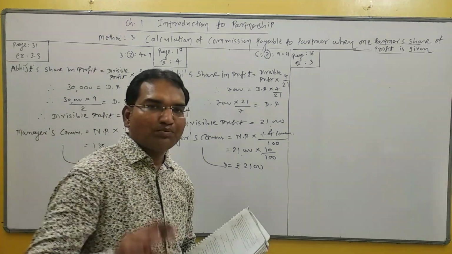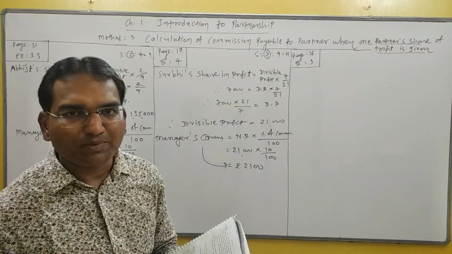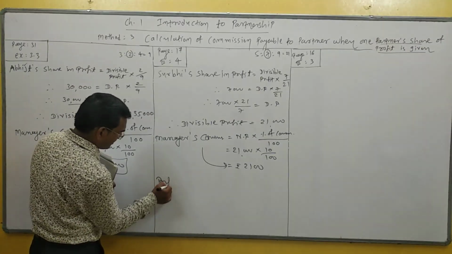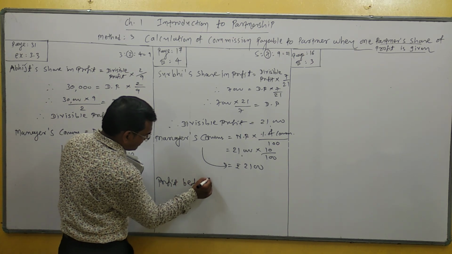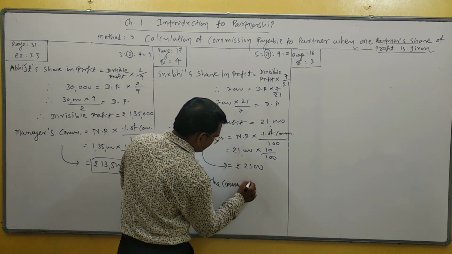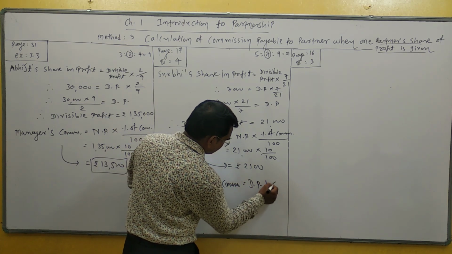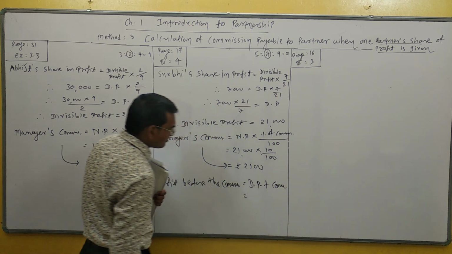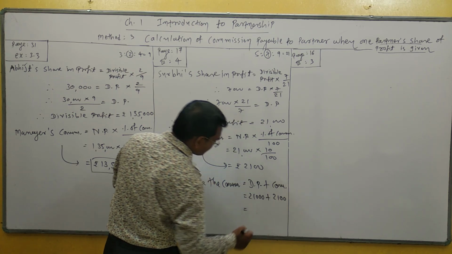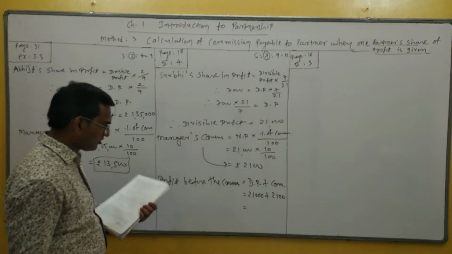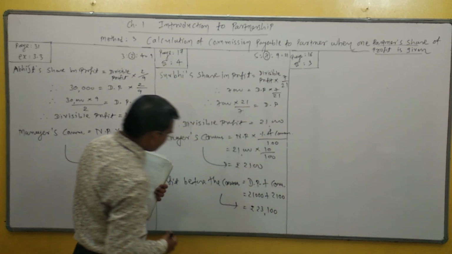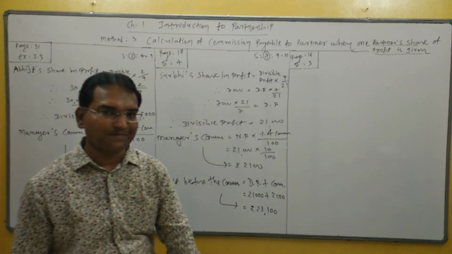Also asked to calculate profit before deduction of manager commission. So profit before the commission is equal to divisible profit plus commission. Your divisible profit is 21,000 and commission is 2,100. So this is the total profit, 23,100. Students, this is the profit before the commission.